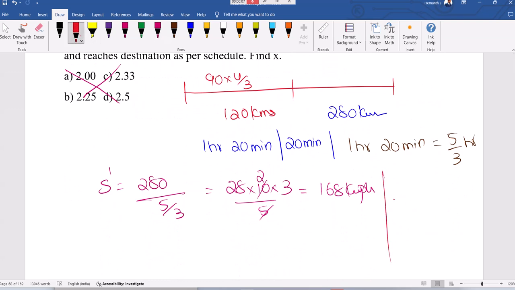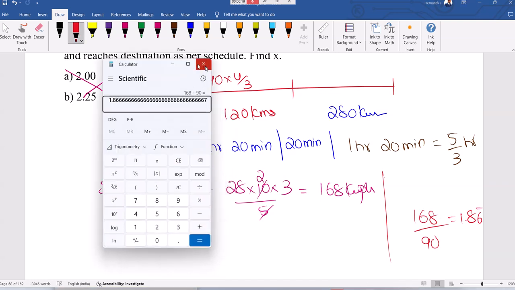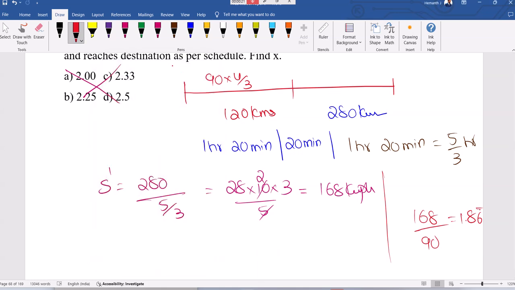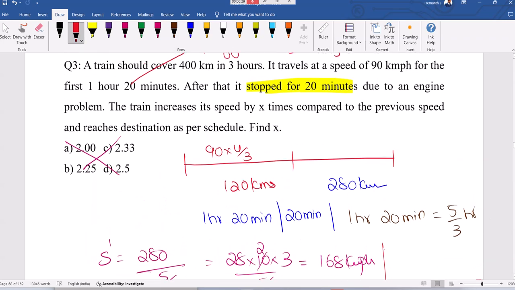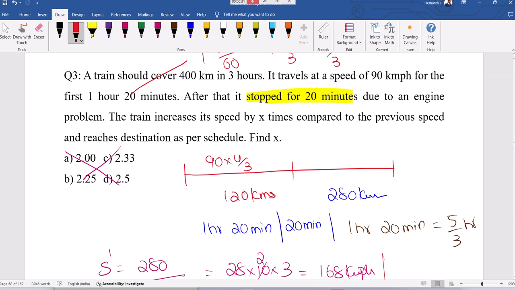Okay, so its initial speed is 90. Now speed is 168. 168 divided by 90 is 1.86 times. It keeps going, 1.8666, so approximately 1.86. The speed is increased to 1.86 times of that, not 2 point something. It's increased but not double.